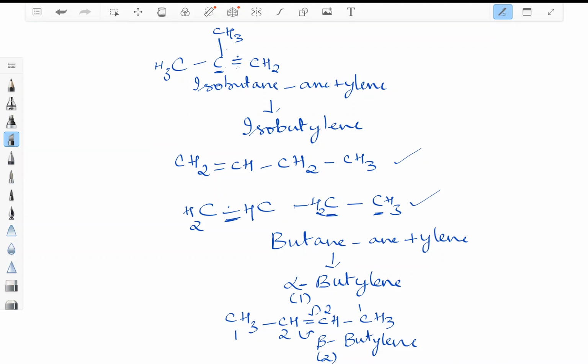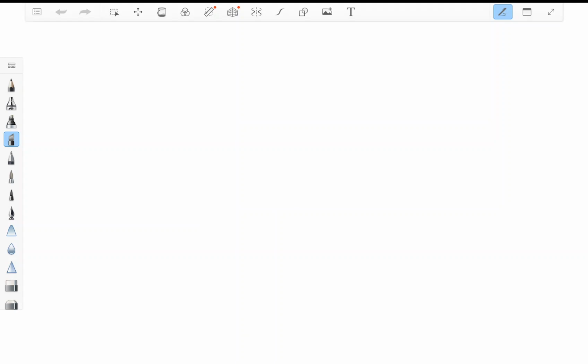The next system of nomenclature is the IUPAC system of nomenclature, that is International Union of Pure and Applied Chemistry. There are a few rules listed: the name of the hydrocarbon is based on the parent alkene having the longest carbon chain. The chain is numbered from the end near the double bond, and its position is indicated by the number of the carbon atom at which the double bond originates. These are all theoretical aspects already present in the document which I'm going to send you. But we'll discuss with examples and try to understand the points.